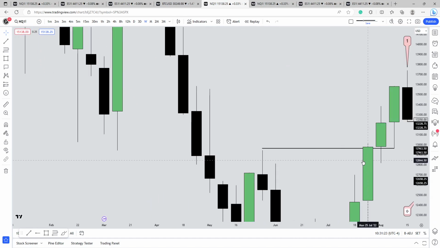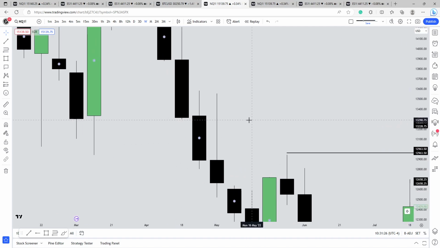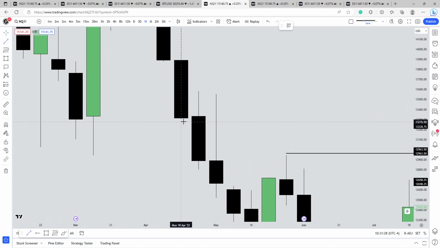So let's find an example of what is not a fair value gap. So let's say this was candle number 1, right? We could draw a line on the lower part of that.